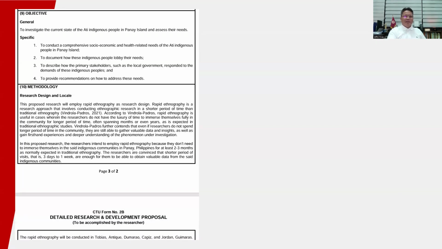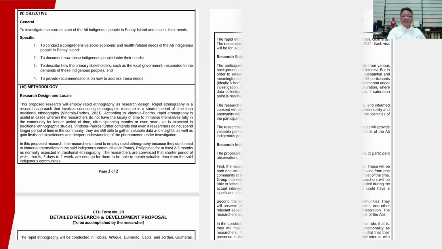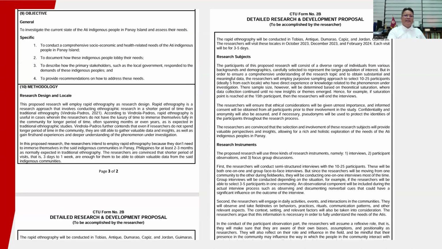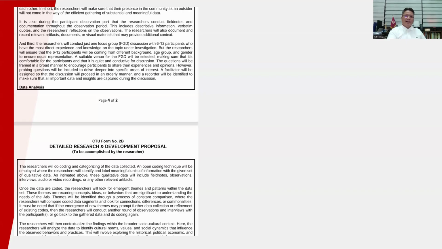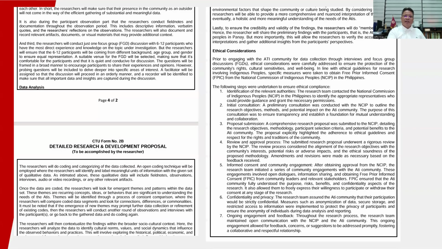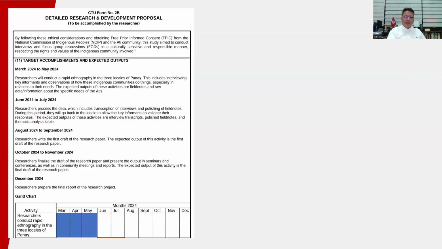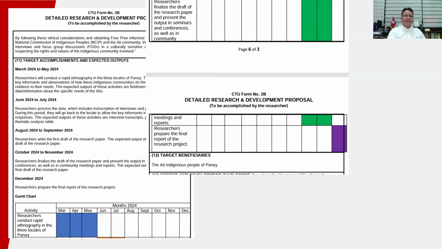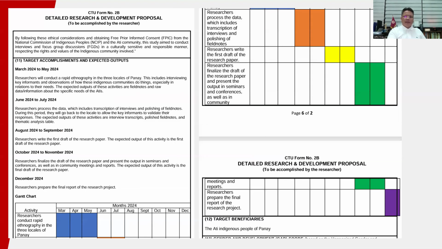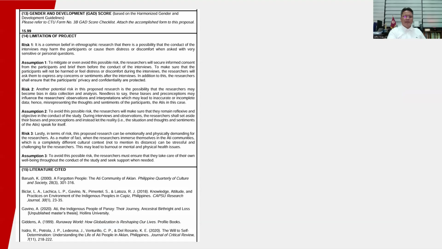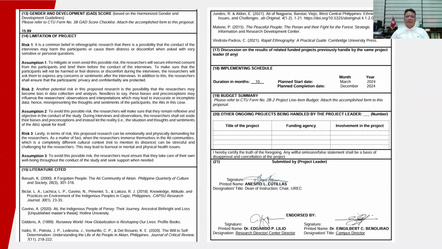And then we have the objective and then the methodology part, and then the data analysis part, and then the ethical consideration, and then we have the target and accomplishment and expected outputs, and then we have the Gantt chart, everything. We have everything for the research proposal, and it's signed by, of course, as you can see, our colleagues from Cebu Technological University.